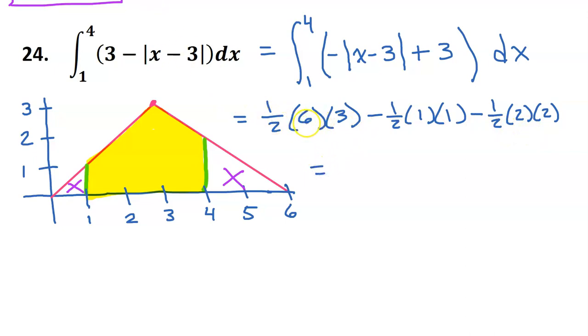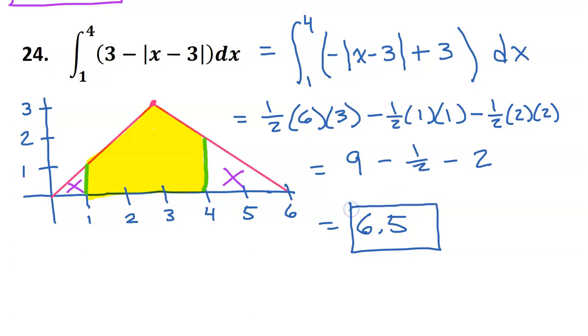Let's see, 6 times 3 is 18. 1/2 of 18 is 9. 1 times 1 is 1. Half of 1 is 1/2. 2 times 2 is 4. Half of 4 is 2. 9 minus 2 is 7. And then minus 1/2 is 6.5. So this would be the final answer.